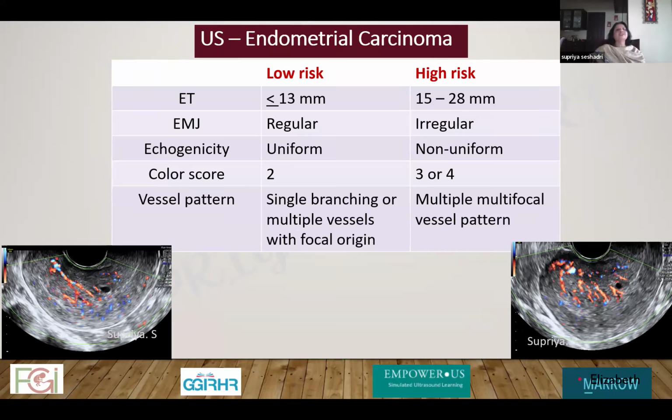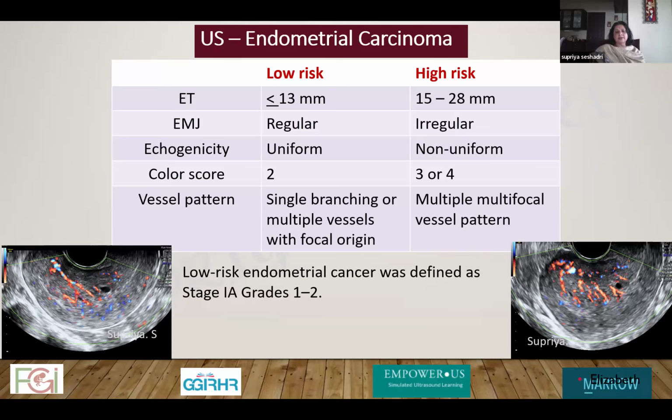Sorry for the pronunciation. The low risk category is where the thickness is less than or equal to 13, high risk is 15 to 28. EMJ is regular in the low risk, irregular in the high risk. Uniform echogenicity in the low risk, non-uniform in the high risk. A color score of 2 in the low risk, color score 3 or 4 in the high risk. Vessel pattern: single branching or multiple vessels with focal origin, and a high risk is multifocal vessel pattern.